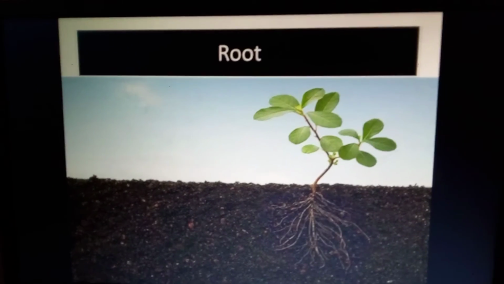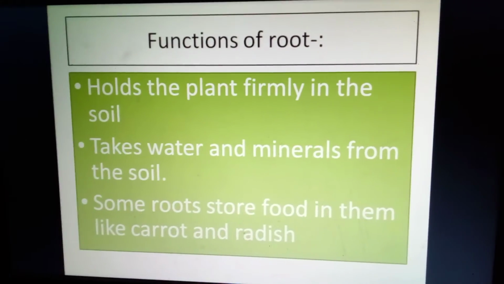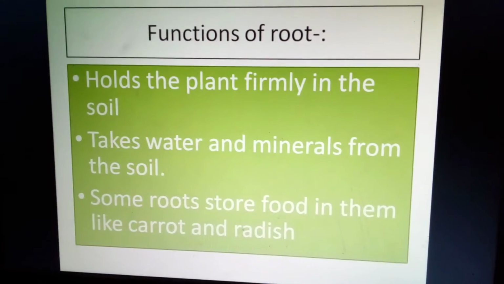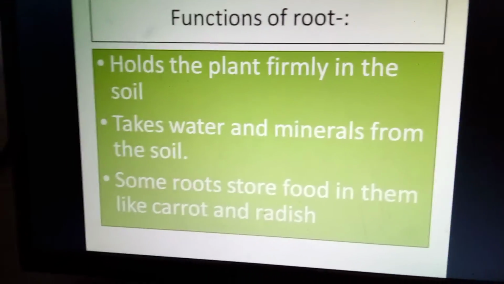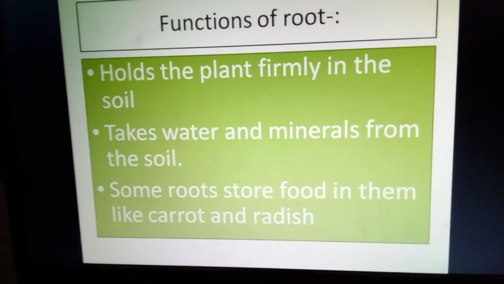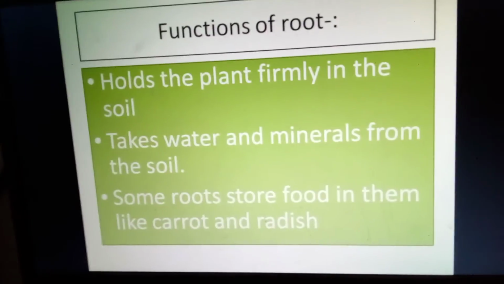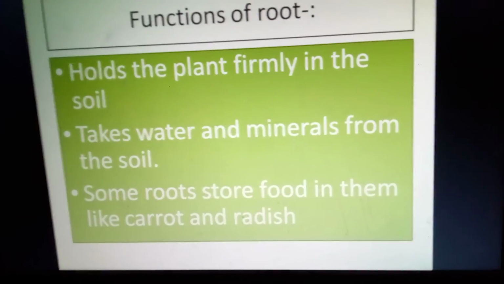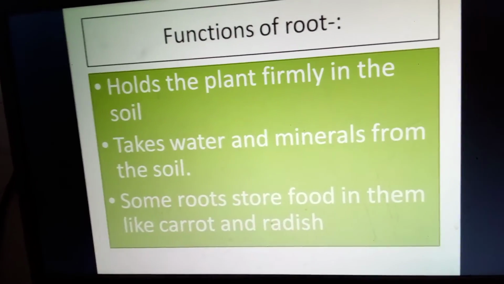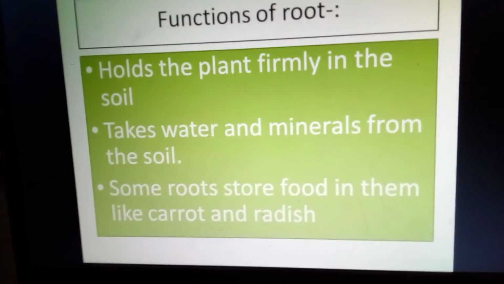Root. Now let's learn about root and its types in brief. Functions of root: the root holds the plant firmly in the soil and it takes water and minerals from the soil to the other parts of the plant. This is very important. It takes water and minerals to the other parts with the help of the stem.